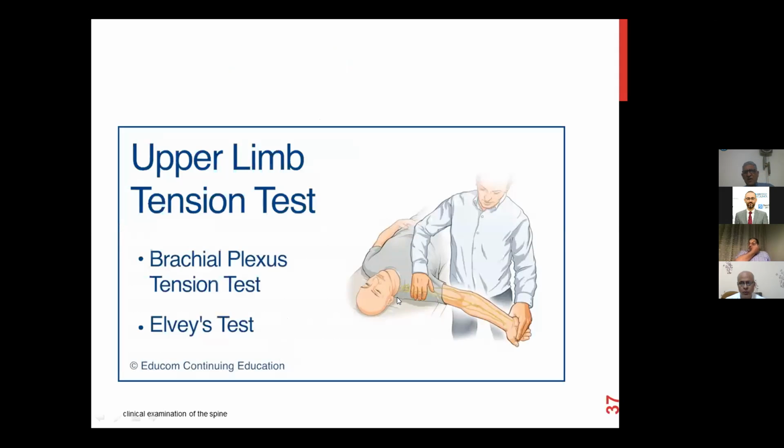Stretch test, we have the brachial plexus stretch test. We apply one hand on the head and push the head to the other side and rotate it. And we apply traction on the limb through the pain of brachialgia, or we dorsiflex, we extend the wrist. This is brachial plexus tension test.